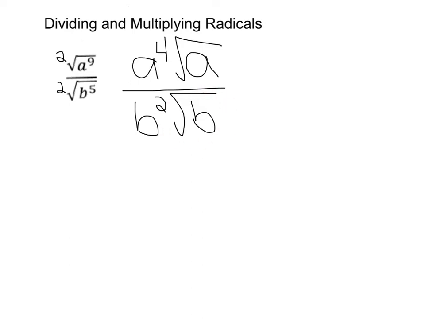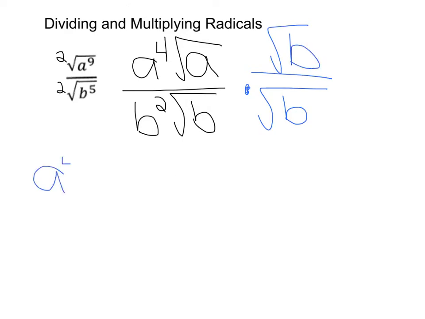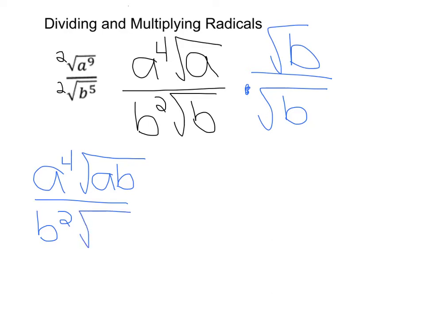So, my next step is to multiply by what I need to get rid of it. In this case, to get rid of the square root of b, I want to multiply both the top and bottom by the square root of b. Doing this, I get a to the fourth, and when I combine those two, I get the square root of a times b. All over, I have my b squared still. Taking the square root of b times the square root of b, I get the square root of b squared.